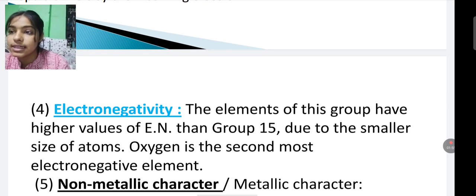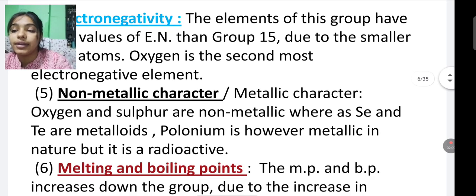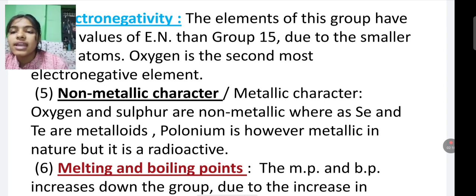Let's discuss its electronegativity. The elements of this group have higher value of electronegativity than group number 15 due to their smaller size of atoms. Oxygen is the second most electronegative element. Now discuss non-metallic character, metallic character. Oxygen and sulfur are non-metallic, whereas selenium and tellurium are metalloid. Polonium is however metallic in nature, but it is radioactive.